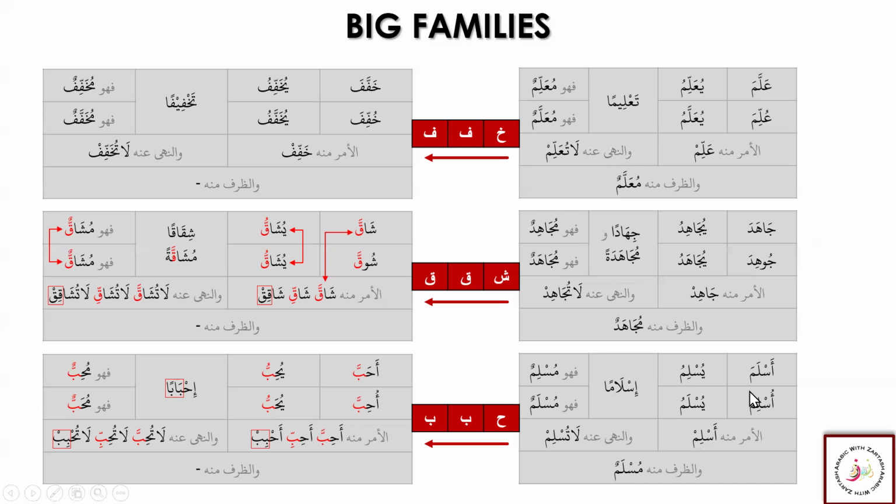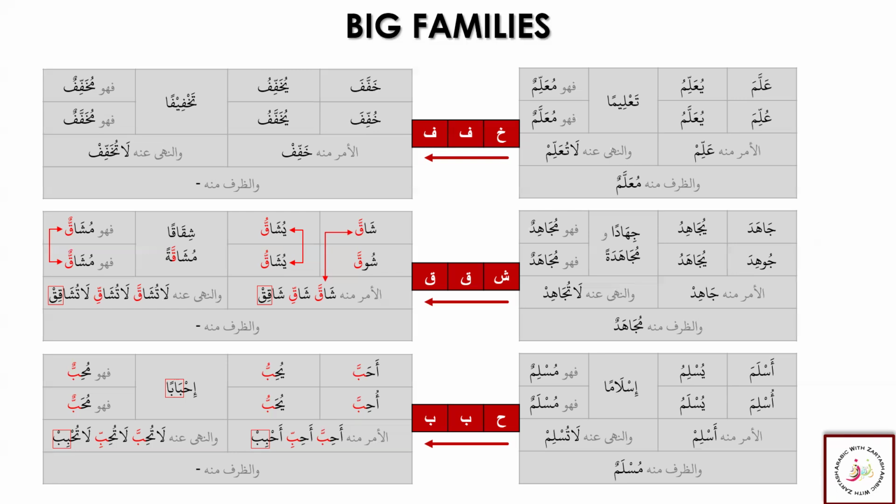Then we have أسلم يسلم إسلاما فهو مسلم أسلم يسلم إسلاما فهو مسلم الأمر منه أسلم والنهي عنه لا تسلم وظرف منه مسلم. Then we learn how we can put the Mudaf root letters, those that have the second and the third root letters the same, in the Aslama family, and we also did the fa'il madi and mudari for them for the Sarf Kabir charts.